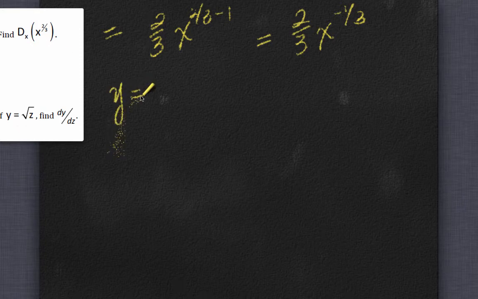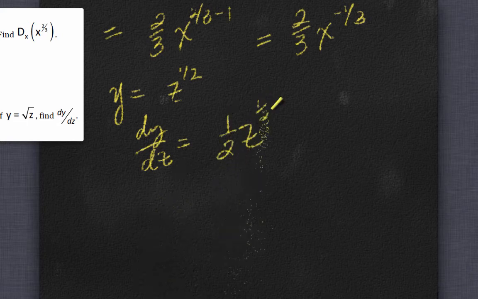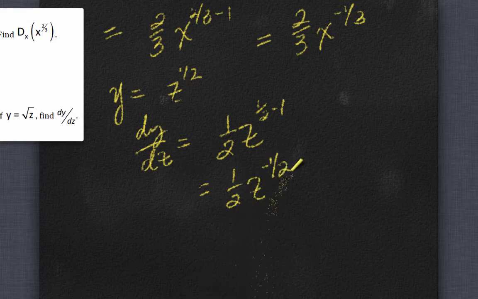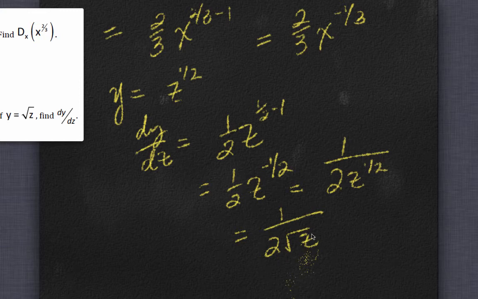So this one, y equals, if there's no number there, it's a square root. So it's an implied 2. If there's no number there, it's an implied 1 because z is just z to the 1. So it's z to the 1/2. So dy dz is 1/2, z to the 1/2 minus 1 is 1/2, z to the minus 1/2 is 1 over 2z to the 1/2, 1 over 2 root z, which I would do to make it match.